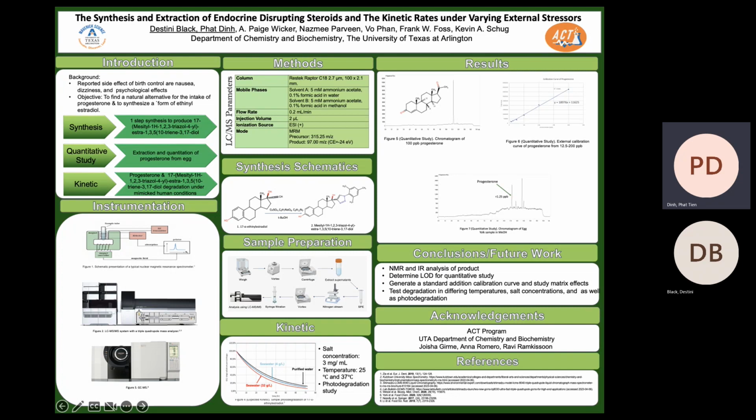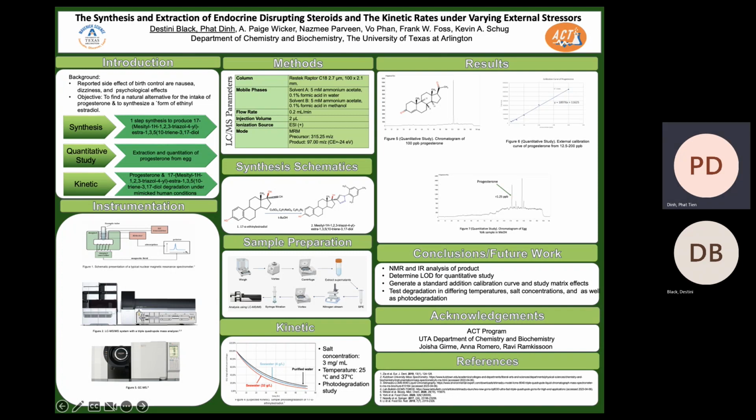Here is a graph from the literature, and as you can see, the purified water has a much slower kinetic rate compared to the seawater. As for results, currently we have a chromatogram of 100 ppb progesterone, as well as the external calibration curve of progesterone from 12.5 to 200 ppb.